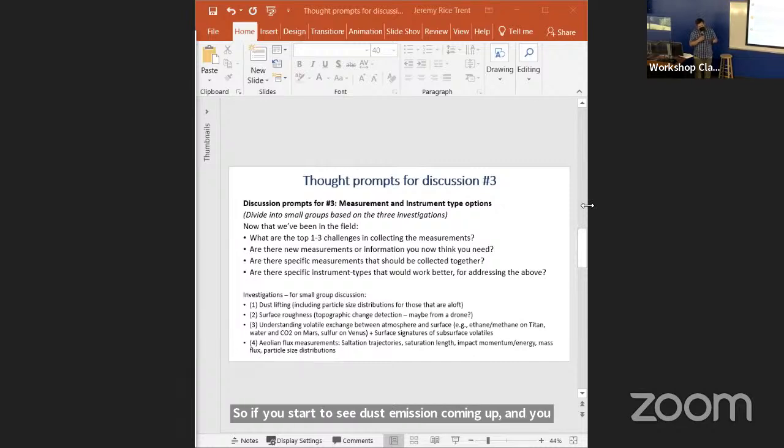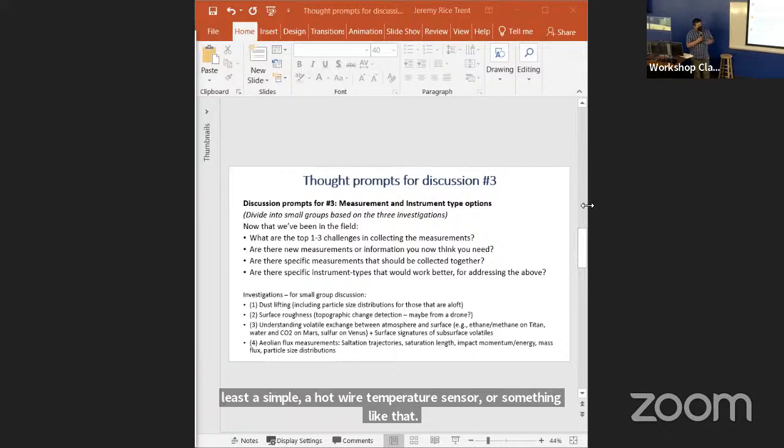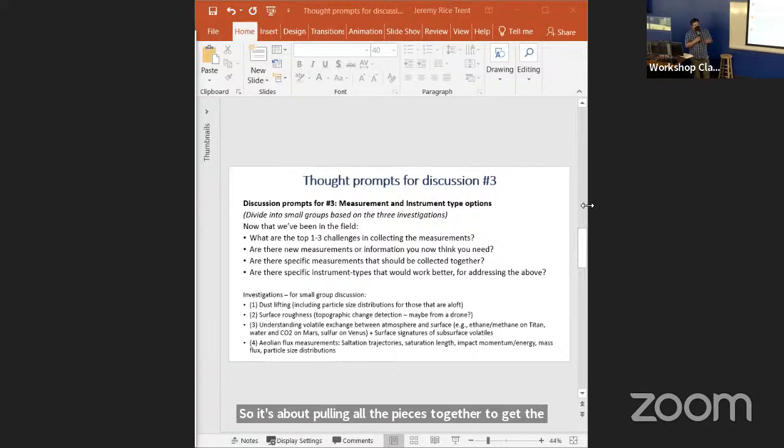So that also argued again for measuring the wind, but maybe with a sonic anemometer where you're getting the fluxes, so you can derive the turbulent kinetic energy and maybe even a sensible heat flux. Now we're talking about throwing in at least a simple hot wire temperature sensor or something like that. So it's about pulling all the pieces together to get the environment, so then you understand why you're getting increased or decreased levels of dust in the atmosphere where you're measuring it.